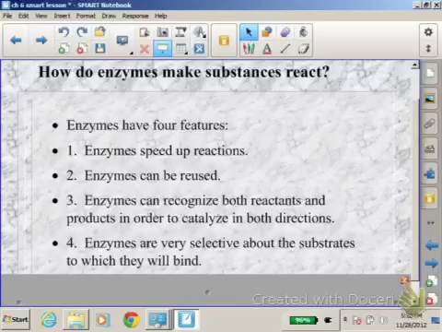I talked about this the other day. I cannot take the key to my car and start my husband's truck. Enzymes are very specific to what they bind with. They only work on certain substances. If you remember, a substrate is what our enzyme binds with.